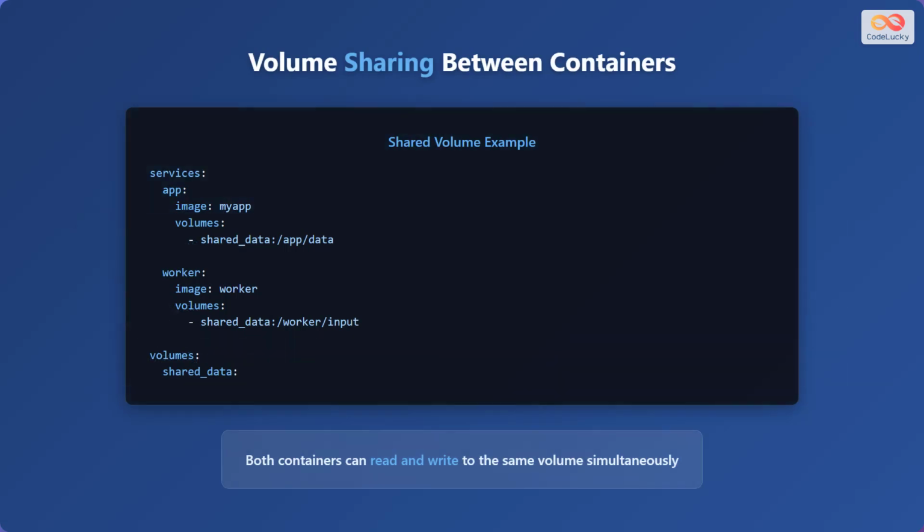Here is an example of shared volume in the docker-compose.yml file. Under Services, define an application service. Use the image myapp. Then define the volumes as shared_data, :app/data. Define a worker service. Use the image worker. Then define the volumes as shared_data, :worker/input. In the volumes section, define shared_data. Both containers can read and write to the same volume simultaneously.